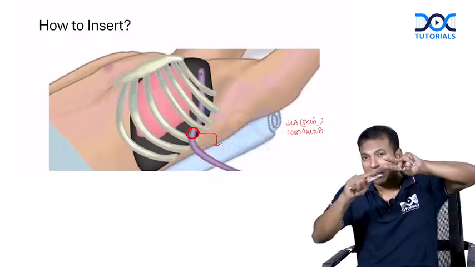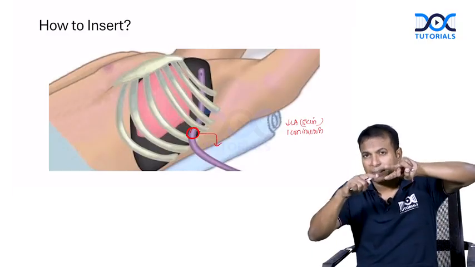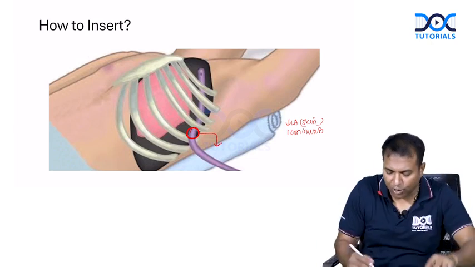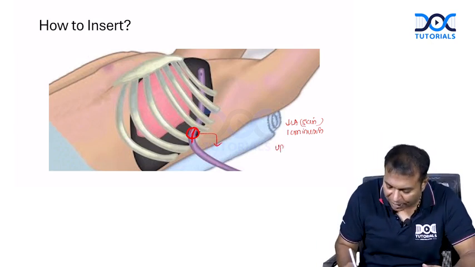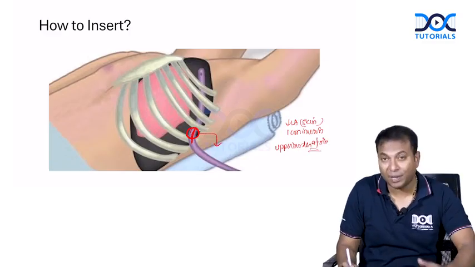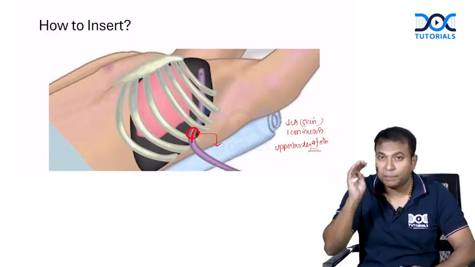Now you have to palpate the ribs. There are 2 ribs, no? You should palpate and insert the tube at the upper border of the rib only, okay? You should not insert it on the lower border. You should insert at the level of the upper border of the rib. Don't put it in the lower border.